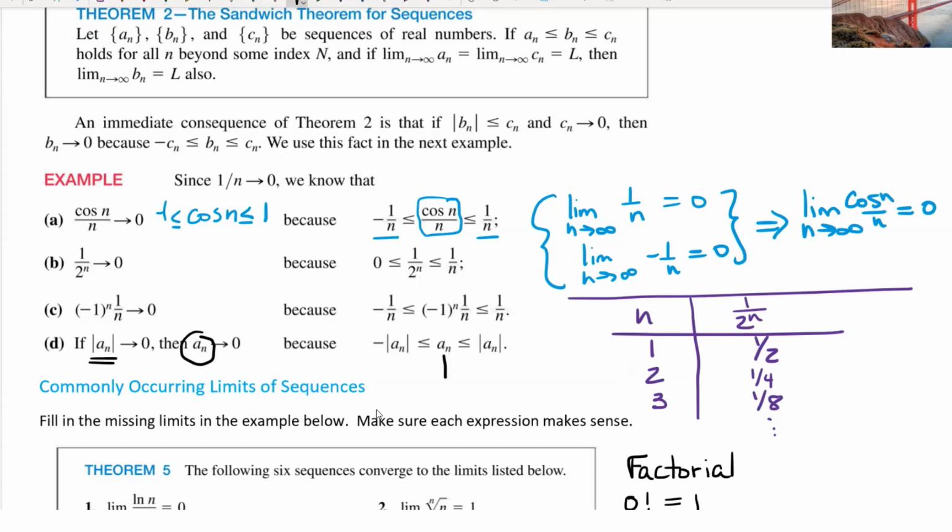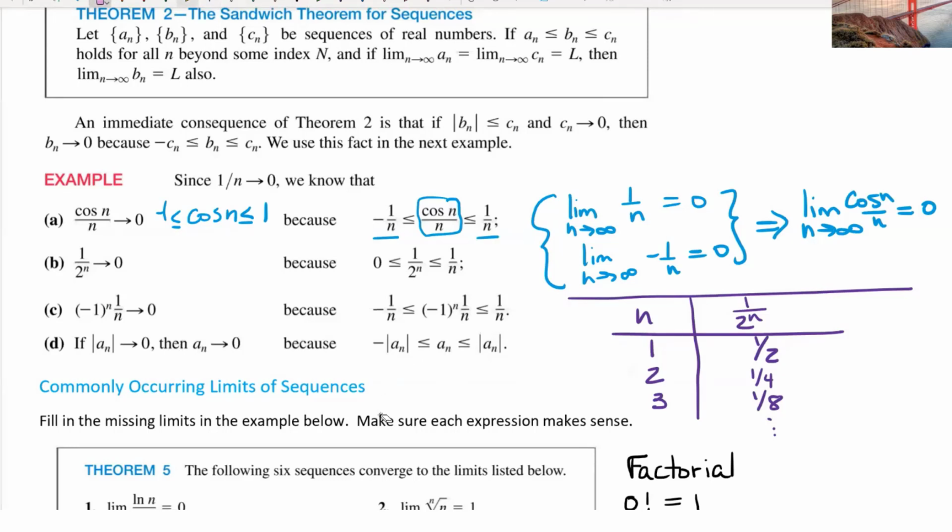So another way of saying that is written right here. a sub n either is the negative version or the positive version. It never goes outside of those two bounds. It's in between. And if we know the absolute value is going to 0, then that means the opposite of the absolute value is also going to 0. And then that means that a sub n in between is also going to 0.